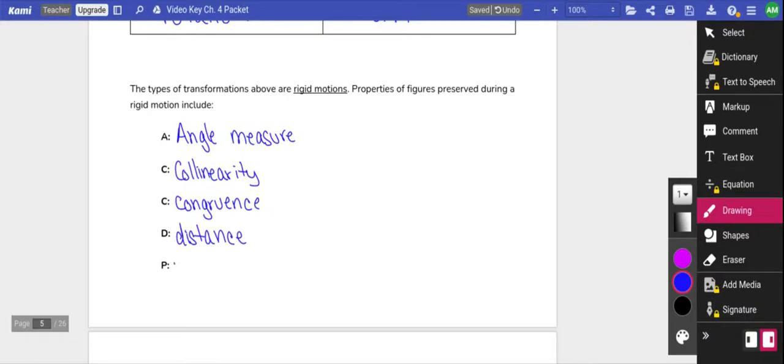And the last one is parallelism, or the act of being parallel. So if 2 lines are parallel in a figure, when I rotate it, those 2 lines will still be parallel. Out of all of these 5, the 2 big ones that I need you to remember are that angle measure and distance are preserved during rigid motion.